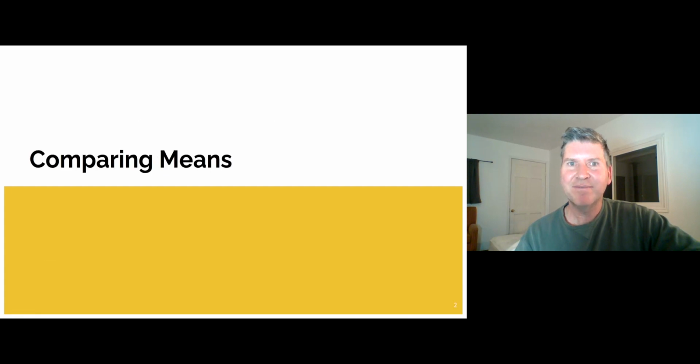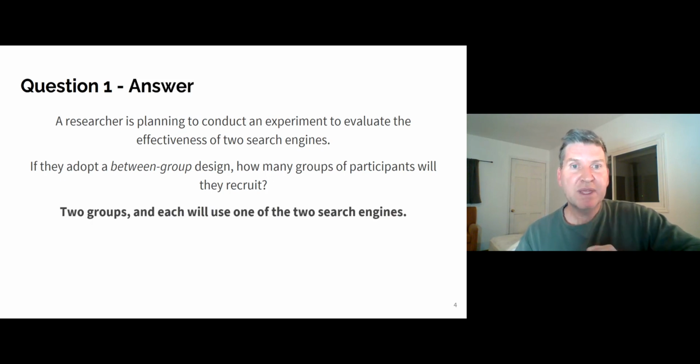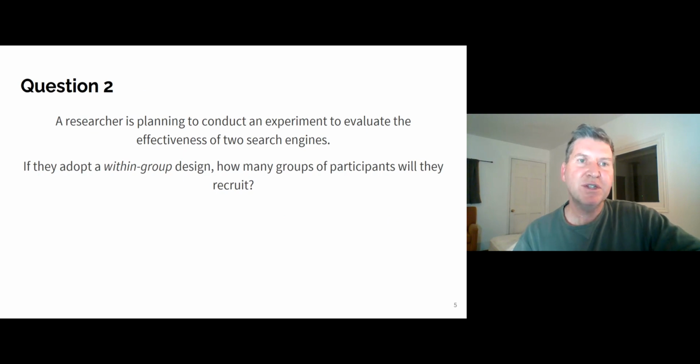So let's get started. First of all, let's talk about comparing means, and we'll start off with a couple of questions. The first question is, a researcher is planning to conduct an experiment to evaluate the effectiveness of two search engines. If they adopt a between-group design, how many groups of participants will they recruit? How many groups? Two search engines. Okay, are you ready? The answer is two groups because in the between group design, each will use a single one of the search engines.